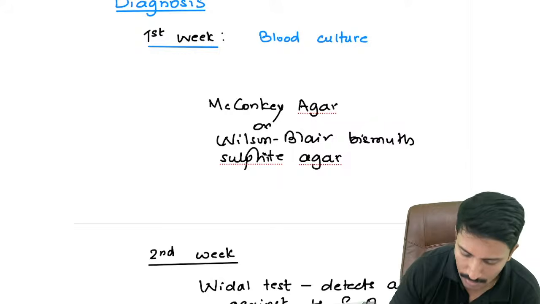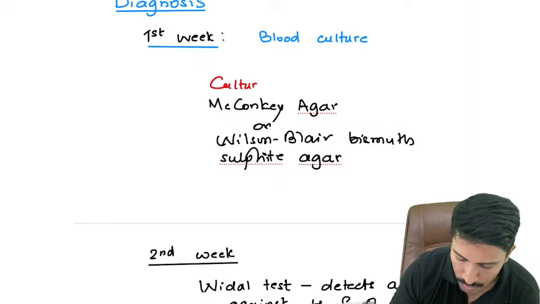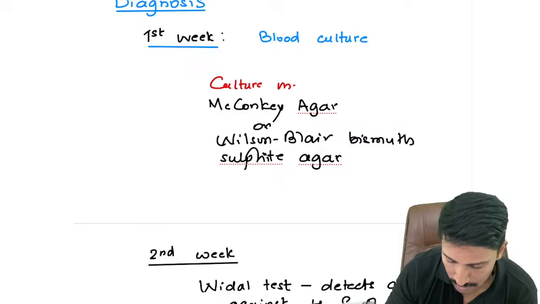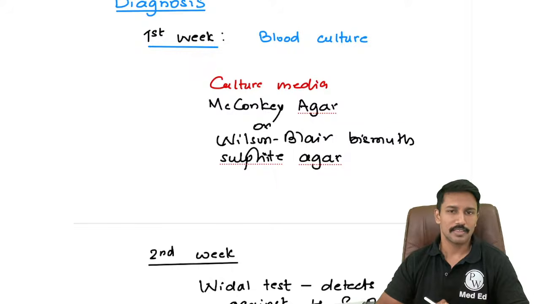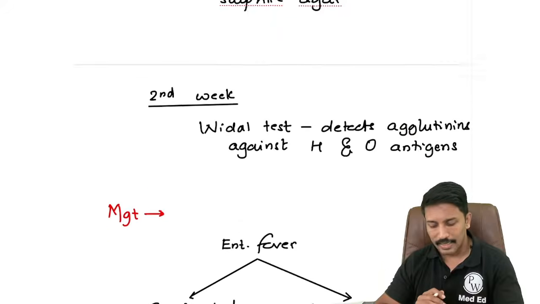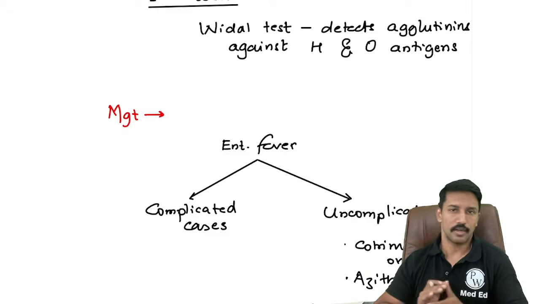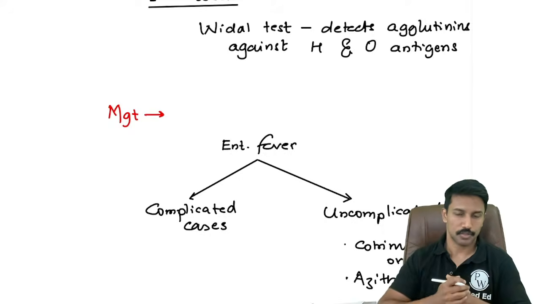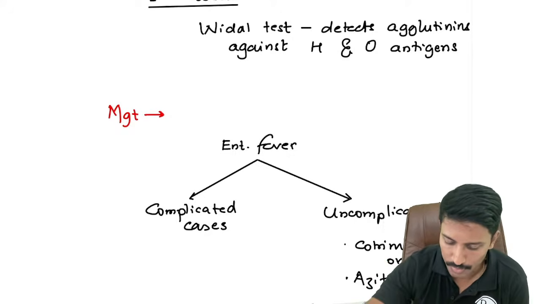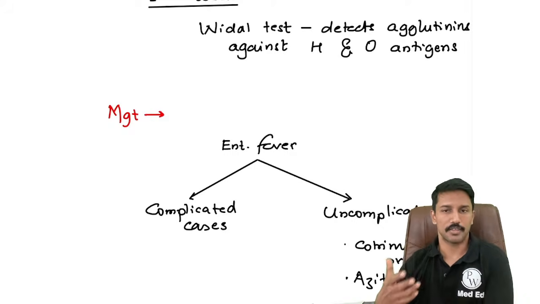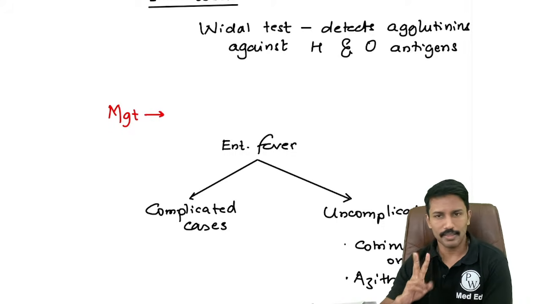And for blood culture, the culture media that we are going to use so that Salmonella can be grown is either MacConkey agar or Wilson Blair bismuth sulfite agar. Okay. In the second week, we can go for the Widal test. By that time, antibody production would have started. Now we can detect the antibodies. So we are detecting antibodies, which are agglutinins against H and O antigens of the organism in the second week.